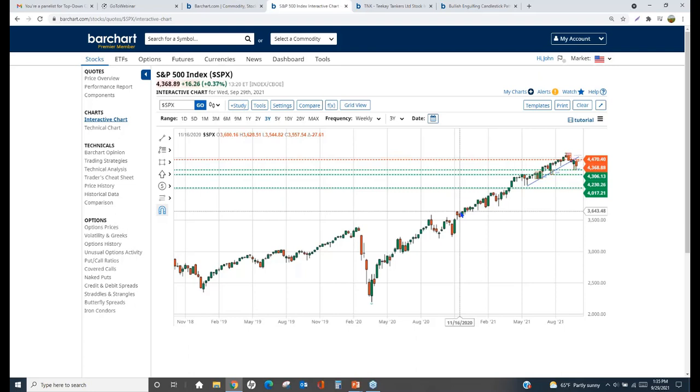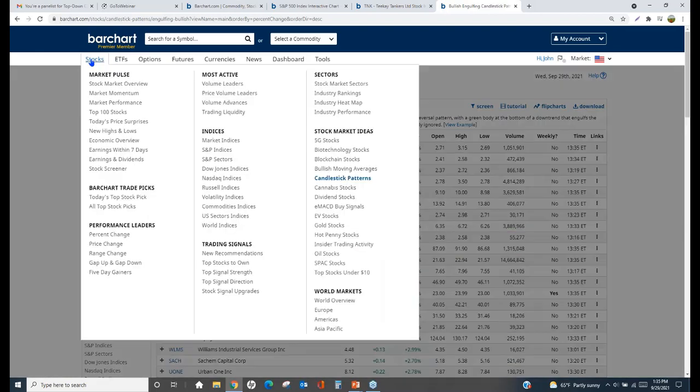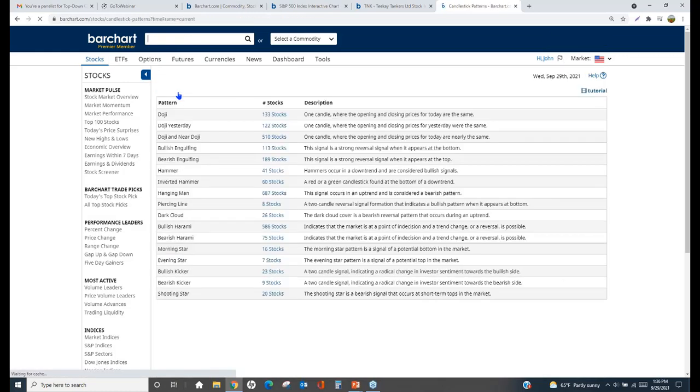There are some tools we have in Barchart that allow us to look at these candlestick formations and incorporate them in our top-down analysis. So if I go to the stock section, and under stock market ideas, we have something called Candlestick Patterns. And if I open that up, I'll get to this page.